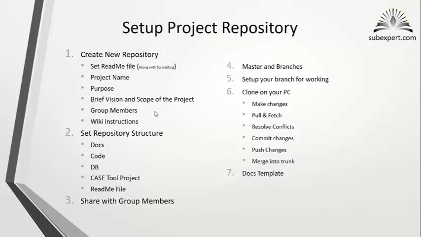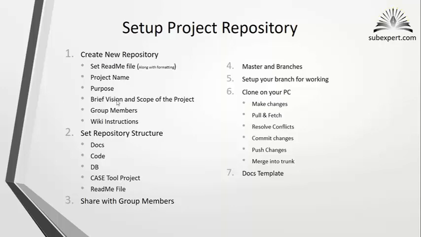What should be the content in the readme file? The project name is already there. You should clearly provide the purpose, like it is a semester project, or it is a FYP project, or it is a commercial project on which you are working, or it is an open source project in which you want other developer community to participate.